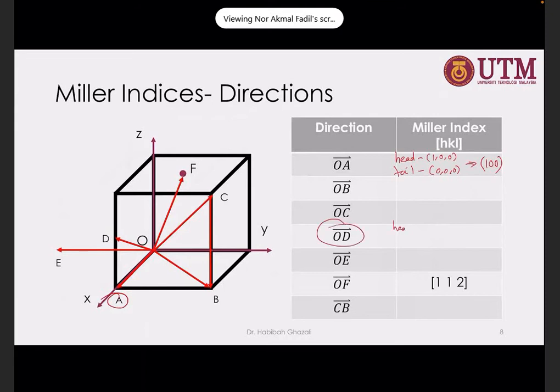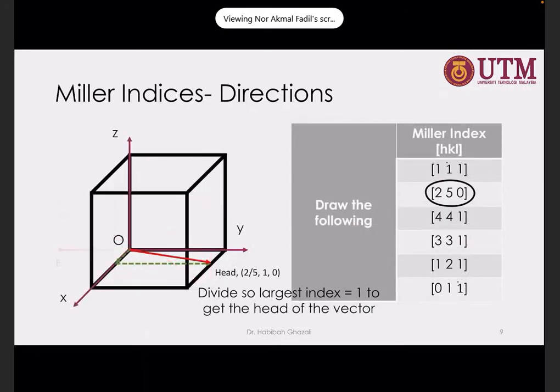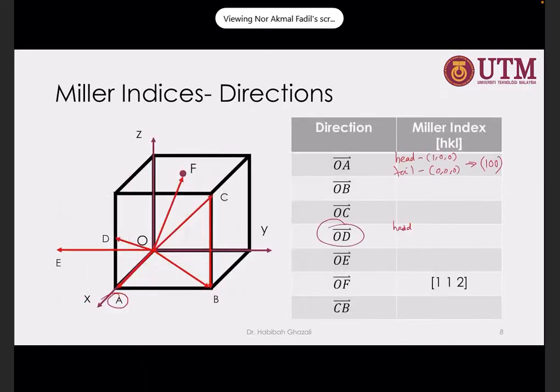All right, and then let's try OD. What is the head for OD? Head is 1, 0, half. Tail is 000. So what is the Miller index for this one? 201.